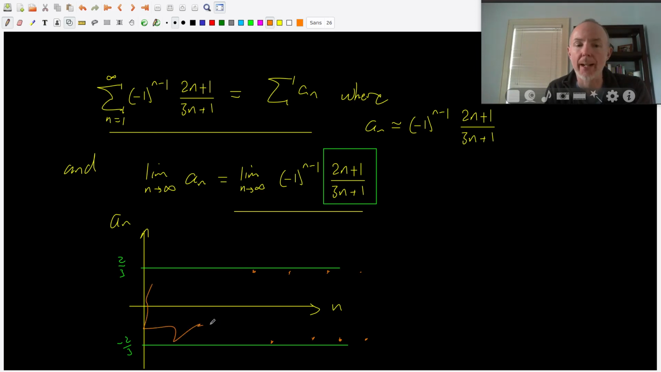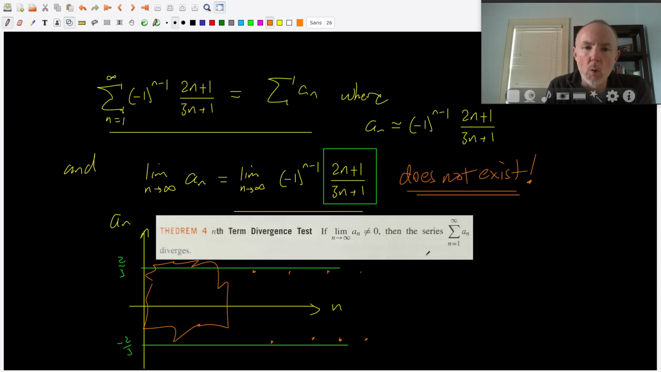Some other stuff might happen at the beginning. I don't know what happens back then. But eventually these numbers are going to get really close to 2/3, but they're going to keep flipping between positive and negative. And so that means that the limit does not exist. And our divergence test says that if the limit's not 0, then the series diverges. Well, the limit is certainly not 0 here, right? The limit doesn't exist. It flips between 2/3 and minus 2/3.